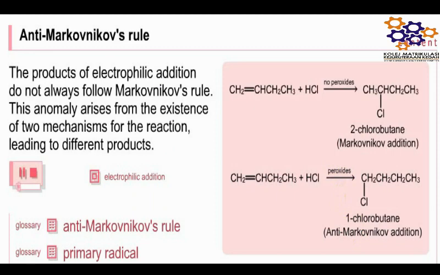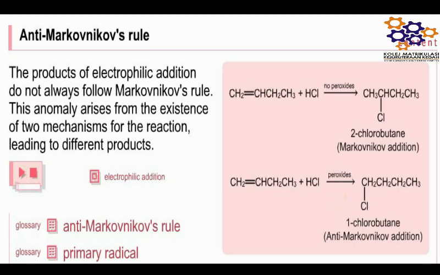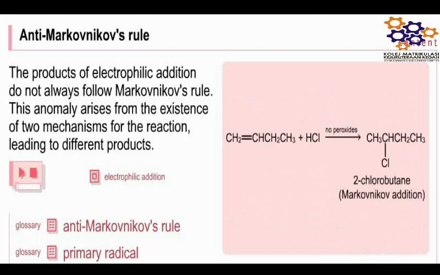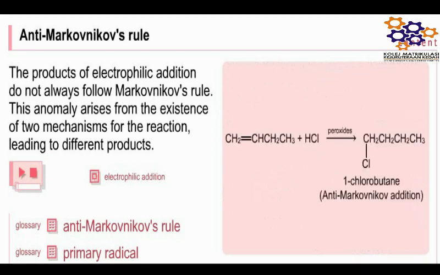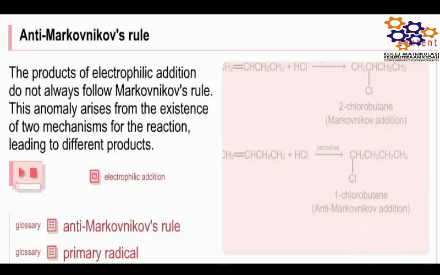The products of electrophilic addition do not always follow Markovnikov's rule. This anomaly arises from the existence of 2 mechanisms for the reaction, leading to different products. One is the ionic mechanism previously described, which yields products consistent with Markovnikov's rule. The other mechanism occurs in the presence of peroxides or free radical initiators and yields products inconsistent with Markovnikov's rule.